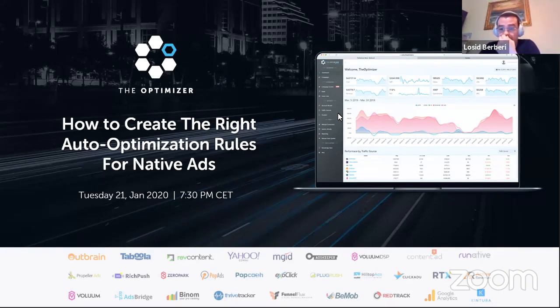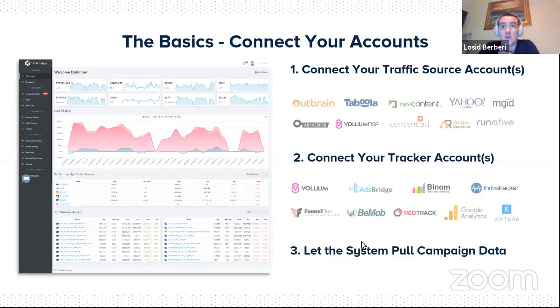So without delaying much, I would like to start with the basics. When you first create an account at theoptimizer, what you want to do is connect your accounts, and here you can connect all major traffic source and tracker accounts. To start with, you connect your Outbrain, Taboola, Rev Content, Yahoo Gemini, MGID, Volume DSP, AdsKeeper, Content Ad, Run Native, or Active Revenue account in the optimizer.